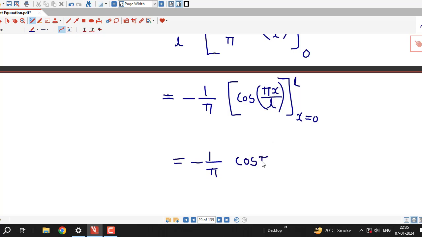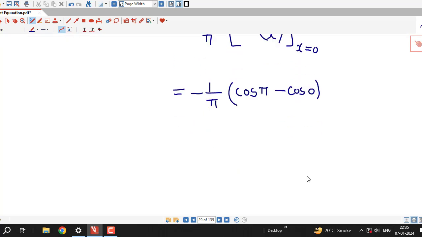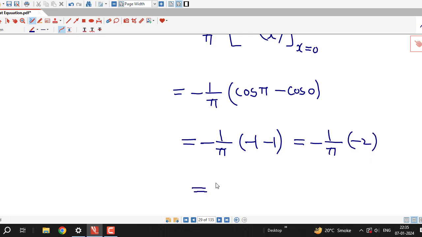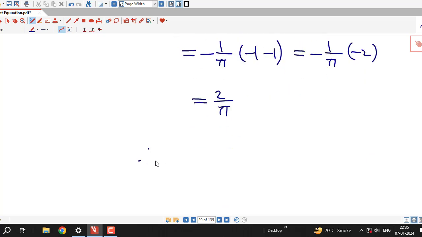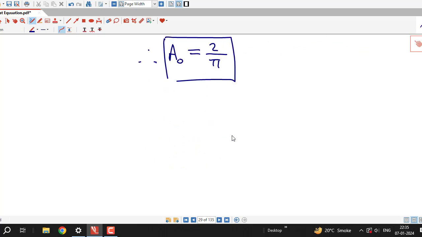So for upper limit I have cosine of pi, minus for x equal to 0 I will have cosine of 0. Now cosine of pi is nothing but minus 1, and cos 0 is 1. So this is minus 1 by pi times minus 2, and therefore we have 2 divided by pi. This is the value of A0. A0 turns out to be 2 divided by pi.